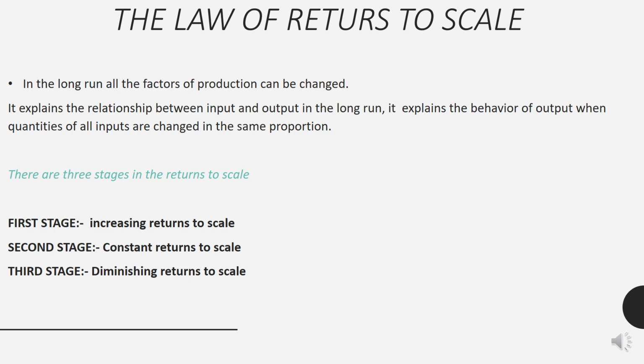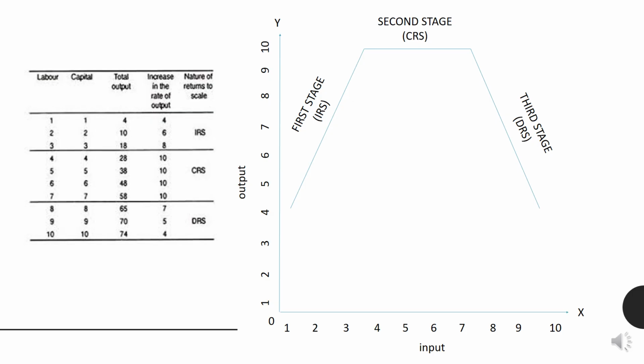Here the production process can be studied in three important stages. First stage, increasing returns to scale. Second stage, constant returns to scale. Third stage, diminishing returns to scale. The law of returns to scale can be explained with the help of a schedule and the diagram.